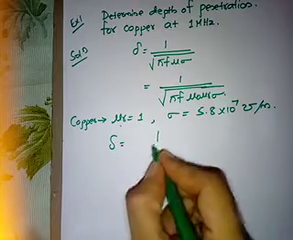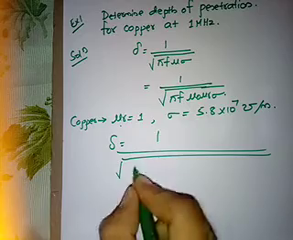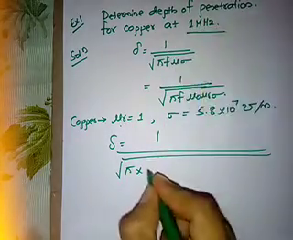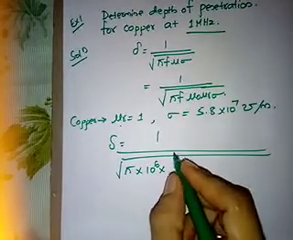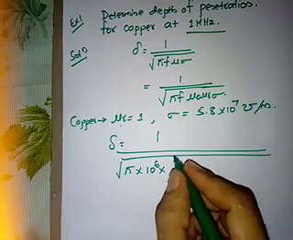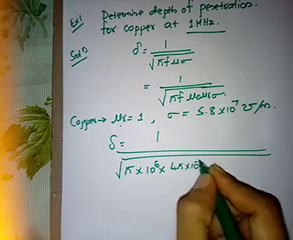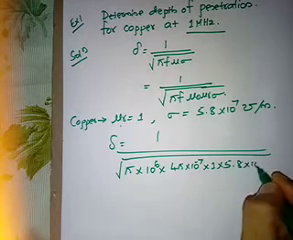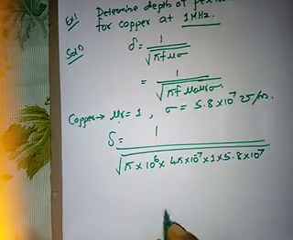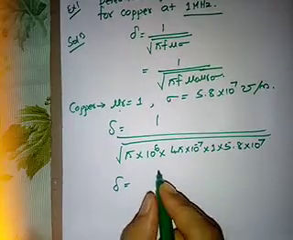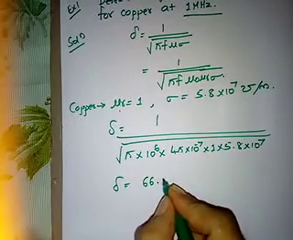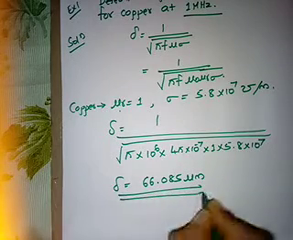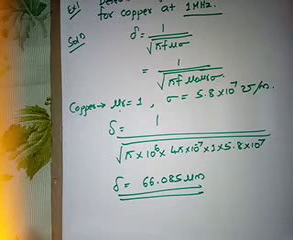So delta will be equal to 1 over square root of pi into f, which is given as 1 megahertz, that is 10 raised to 6, this into mu naught. Mu naught is how much? 4 pi into 10 raised to minus 7, this into mu r which is 1, into sigma, that is 5.8 into 10 raised to 7. If you simplify this, then we get the value of delta as 66.085 micrometer. The value of skin depth or depth of penetration is delta equal to 66.085 micrometer.